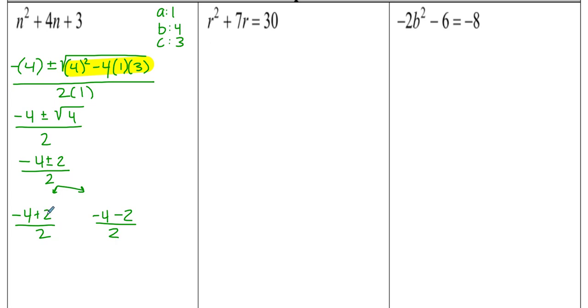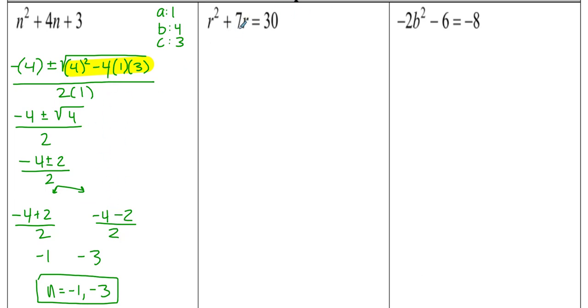Negative 4 plus 2 is negative 2, divided by 2 is negative 1, and then negative 4 minus 2 is negative 6, divided by 2 is negative 3. So now we can see our solutions: n is equal to negative 1 and negative 3. Very good. If you took a look, you could have actually factored this. This could have been n plus 3 times n plus 1. But I chose this example because I wanted you to see that even if you can factor it, you can still use the quadratic formula.